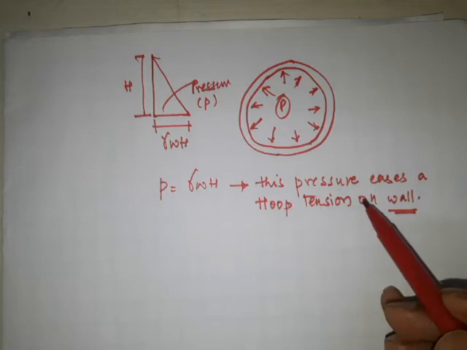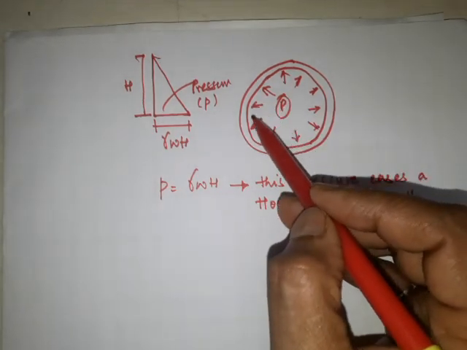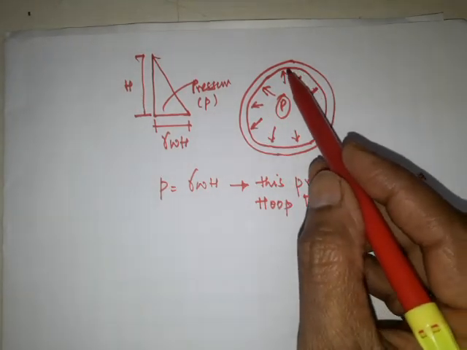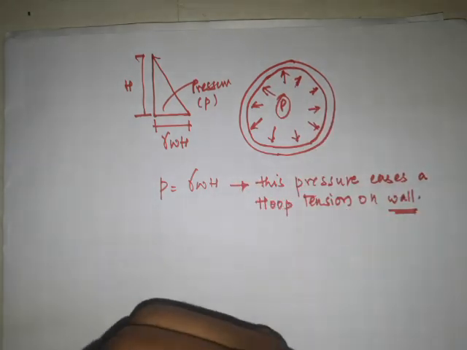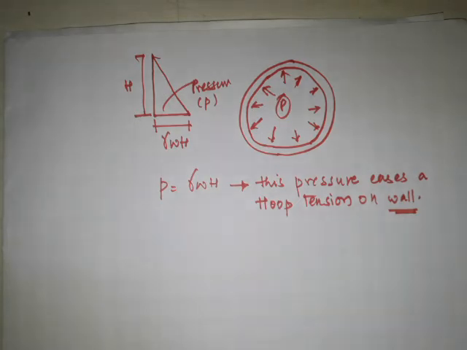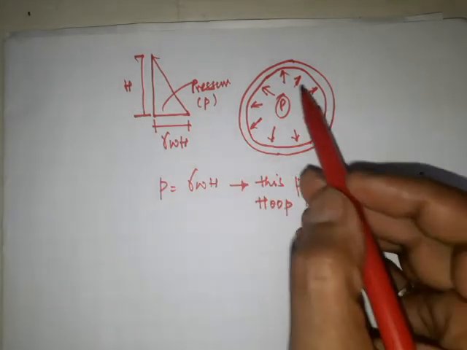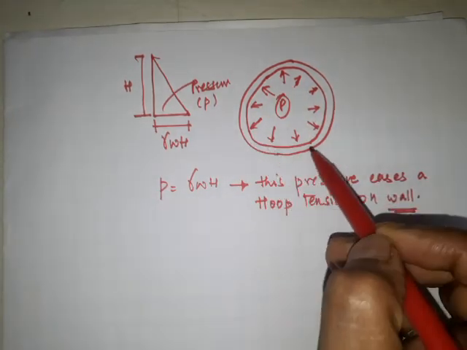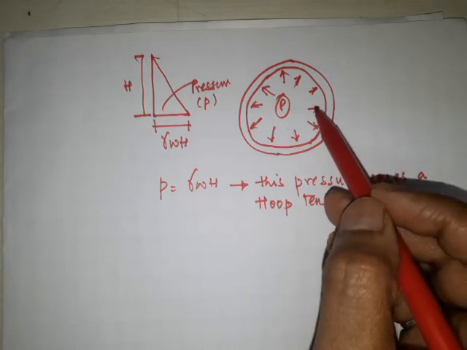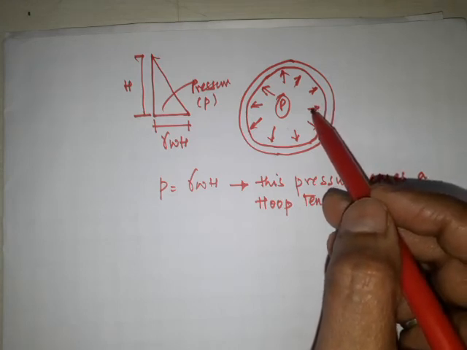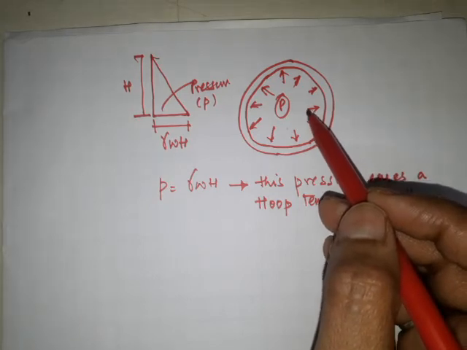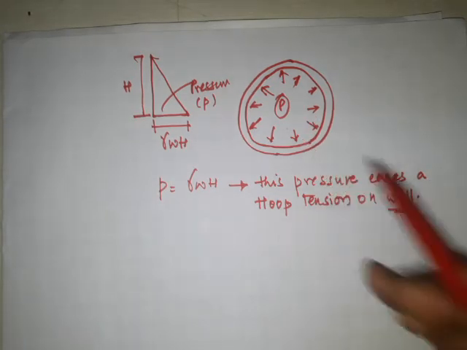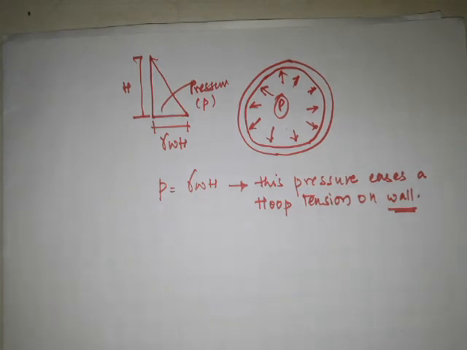So what do we mean by hoop tension? It means that when the pressure acts over the periphery of the wall, the wall tries to bulge or deflect. The stress developed from that deflection, or the bulging of the water tank, is called the hoop stress. How it will affect the design part, we are going to discuss now.